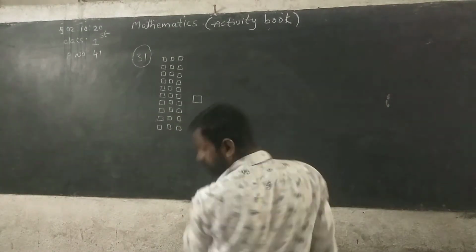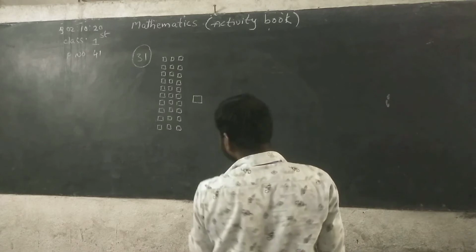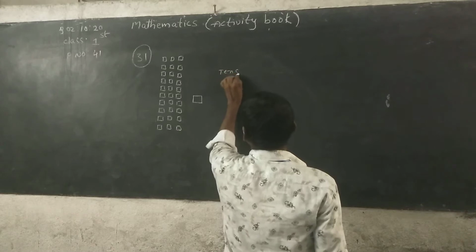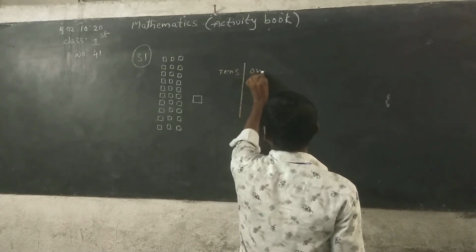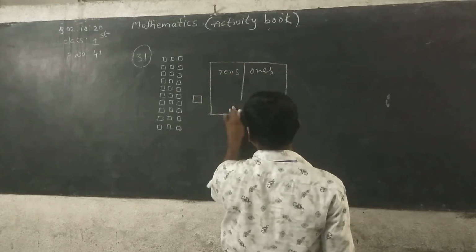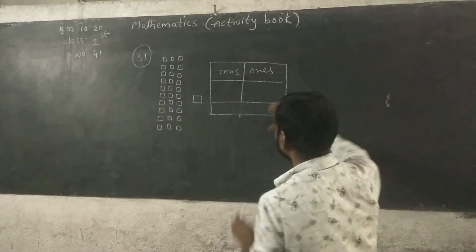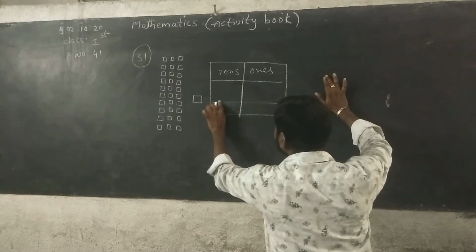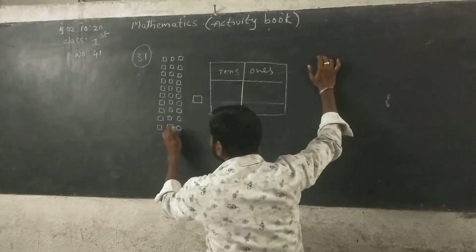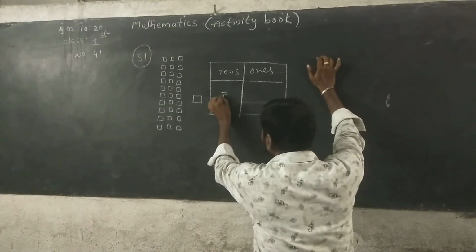See here, you can write tens, ones. See here, in the tens place, how many piles are there? 1, 2, 3. So 3 is in the tens place.